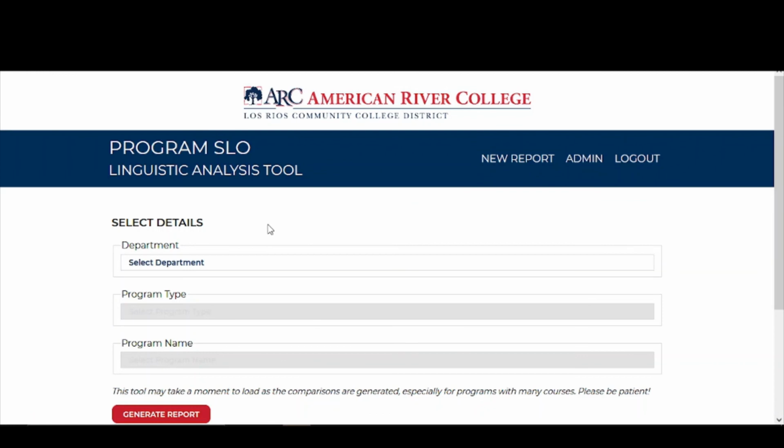So that's kind of my really strange overview of the program SLO linguistic analysis tool and the upgrades I've made. A lot of the upgrades I've made are very technical in nature, so they're kind of hard to explain. But that's just kind of an overview I thought I would do.